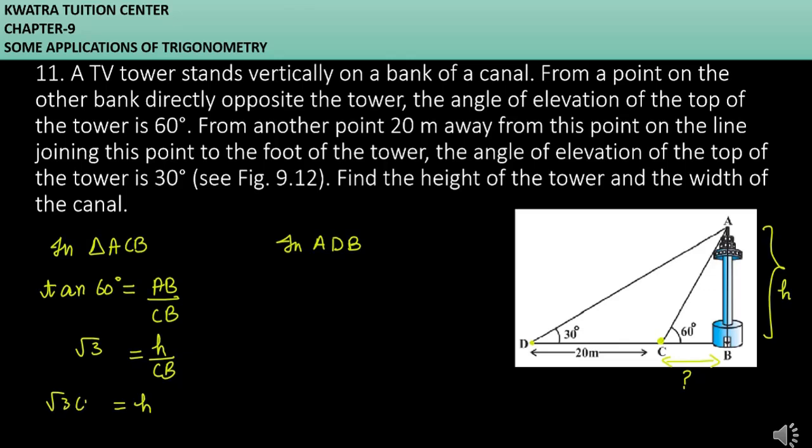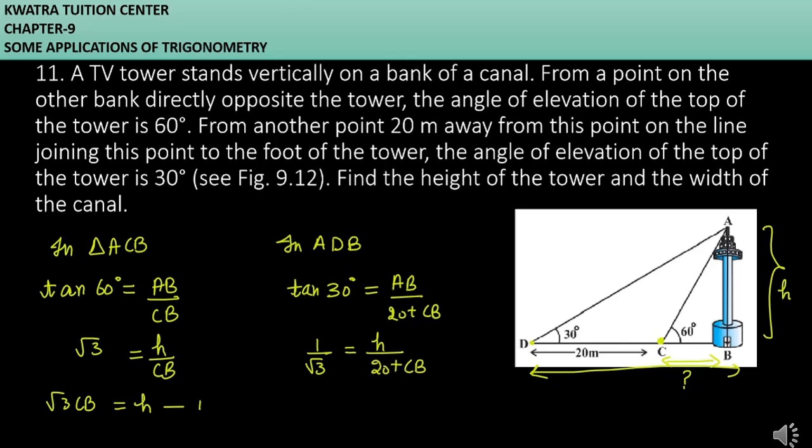Root 3 CB. And if we apply the trigonometric ratio in triangle ADB, it will be tan 30 equal to AB over 20 plus CB. This is right, because if we take the total base, it will be 20 plus CB. What is the value of tan 30? 1 over root 3. What is AB? H, and in the denominator you have 20 plus CB.